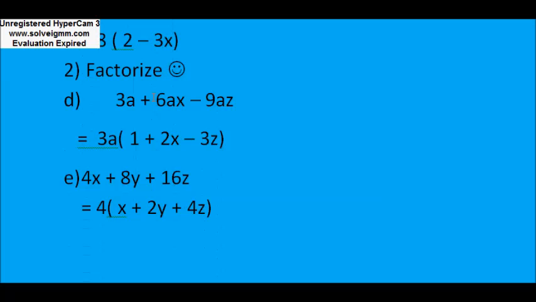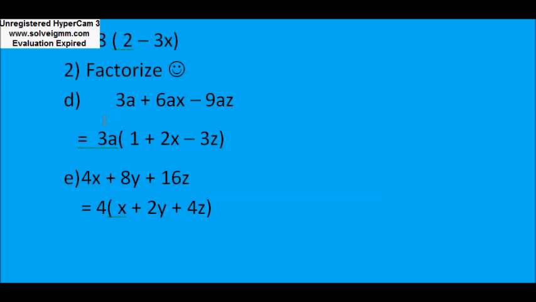3a plus 6ax minus 9az. Only the difference in this question, we have 3 terms here. So again there is a number which is common between all these 3 terms. So first of all, in the numbers we have 3, 6 and 9. The HCF of 3, 6 and 9 you can find by prime factorization method. Otherwise, you can say that which number is divisible on all these 3 terms.